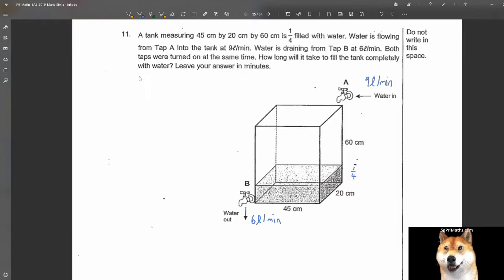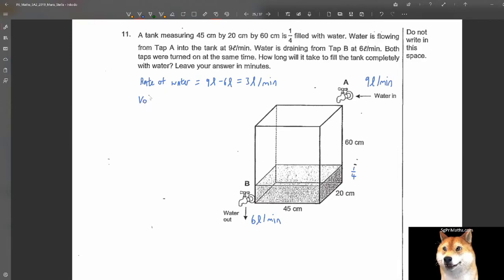So the rate of water going in is equal to the in part, which is 9 liters, minus 6 liters, equals 3 liters per minute. So overall, water is going in at 3 liters per minute. Then we need to know what's the volume that needs to be filled by the water. It's filled 1/4 already, so we need to fill the remaining 3/4 up.